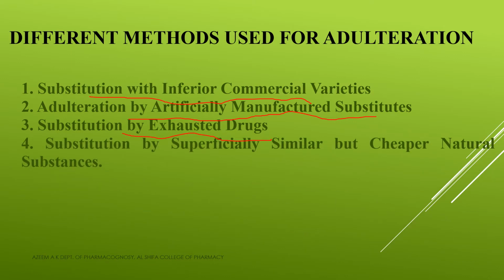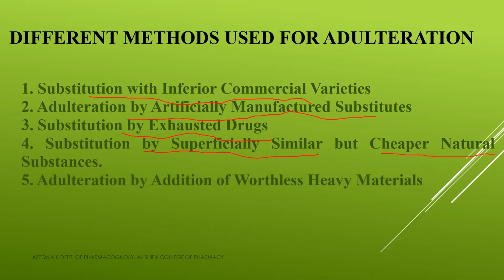Now the fourth method is substitution by superficially similar but cheap natural substances. That is, suppose you are using A as a drug, and in that case you are adding B. This B also looks similar to A, but this B does not have any chemical constituent or any medicinal use of A. But we are using this cheap natural substance, that is B, as an adulterant for A. So that is the fourth one, substitution by superficially similar but cheap natural substances.